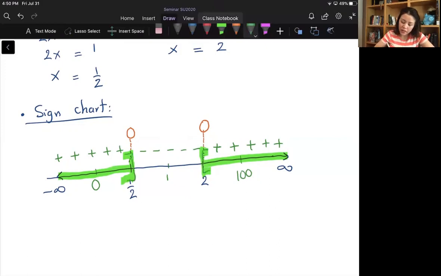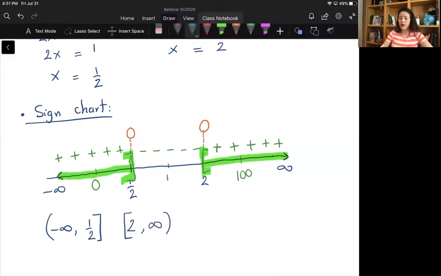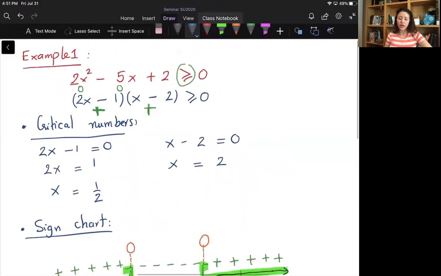So if you want to write this in interval notation, that will be from negative infinity to 1/2. And I'm going to have a bracket at 1/2 because I'm allowed to include it. Of course, we never have brackets at infinity. And then another region will be from 2 to infinity. The 2 is included, therefore I get the bracket, and the parenthesis on the infinity side. And because I'm picking one or the other, I'm going to have a union in between. Okay. So that's how we solve a quadratic inequality.